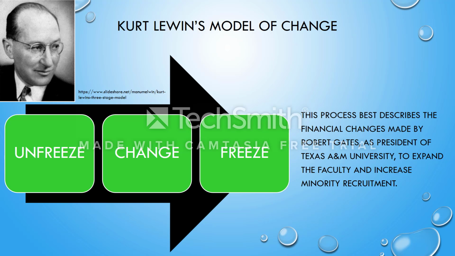In order for Gates to achieve two of his top priorities, he needed to implement major change, and his main constraint was budget. Kurt Lewin's unfreeze, change, and freeze process best describes the financial changes made by Gates towards his priorities to expand the faculty and increase minority recruitment. We will now take a look at the first of three phases in Lewin's process.